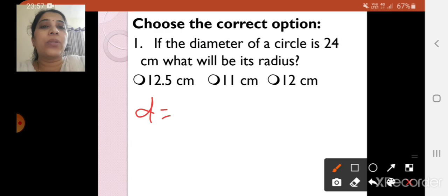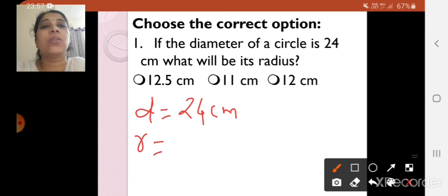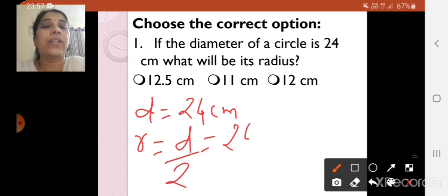Diameter is equal to 24 centimeter and you have to find out the radius. So radius is equal to, what is the formula for calculating the radius? Radius is equal to diameter upon 2. So what will you do? 24 upon 2, right? So you will divide 24 by 2.